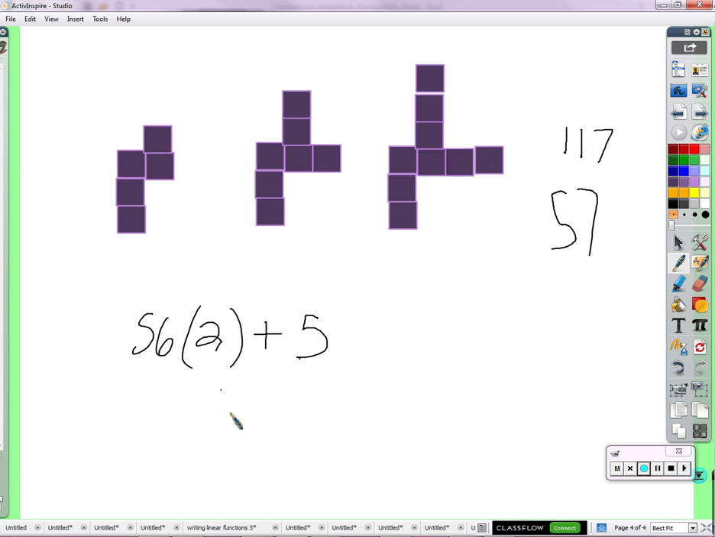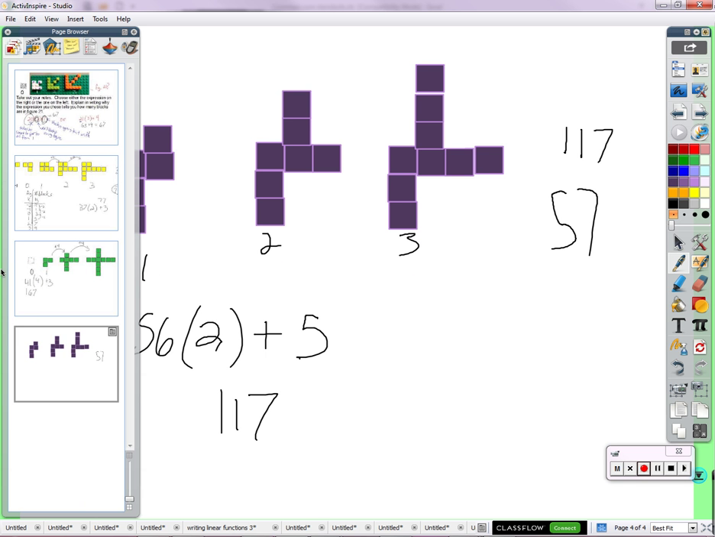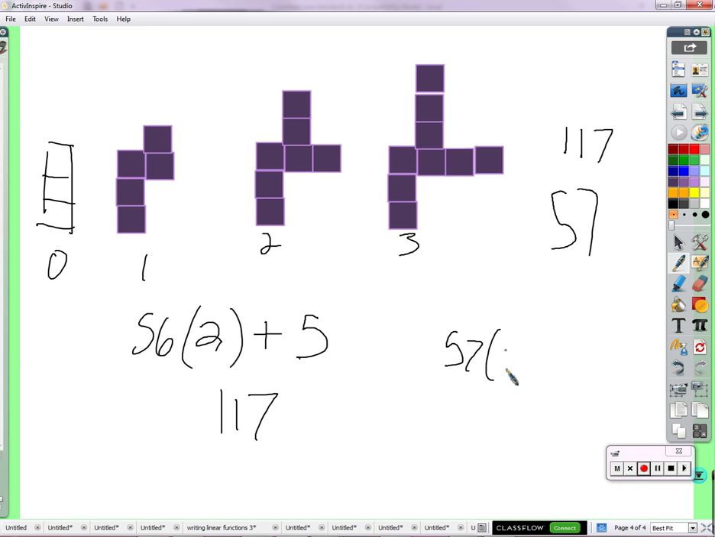Olivia, what about figure 0? How many would be in figure 0? 3. 100%. Because we'd take off 2, we'd take off that one and that one, and we'd have 3. Yeah. Figure 0, figure 1, figure 2, figure 3. Now if we start from 0, it takes just as many steps as the figure number to get up to figure 57. So 57 steps times 2 plus, we started with 3.